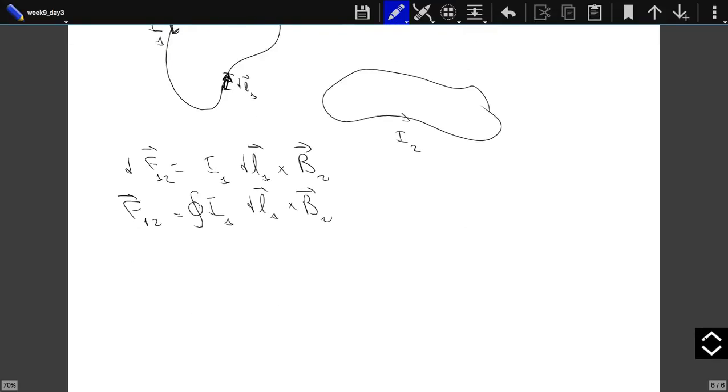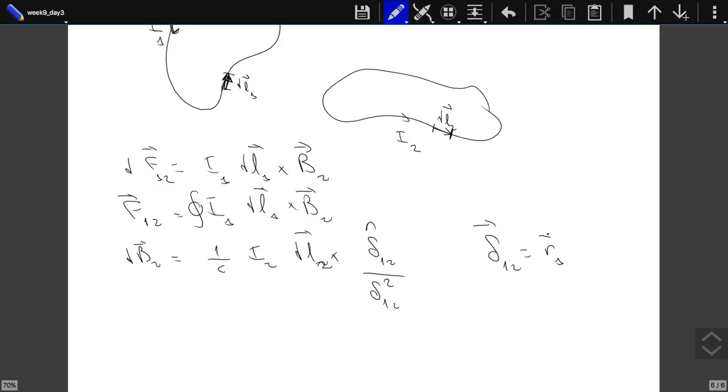Now let's look at B2. We already know what B2 is. dB2, that is if we just assume a very small segment over here and call it dL2, then dB2 will be just 1 over C I2 times dL2 cross, let me use this symbol, delta 1,2 hat over delta 1,2 squared, where this delta 1,2 vector is R1 minus R2, R1 being the position of my dL1, R2 being the position of my dL2. This is nothing but the Biot-Savart law that we wrote before.